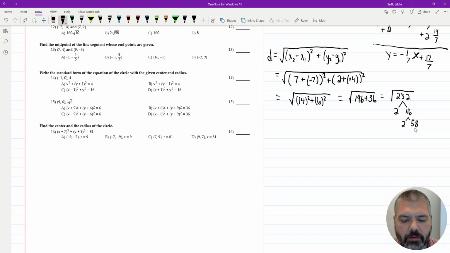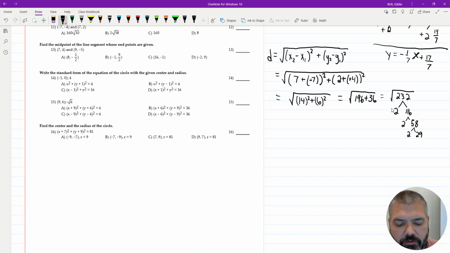Again, that's an even number, so I know I can say 2 times something. So 58 divided by 2, and I get 29. Okay, there's no way that I can break down 29. So this is the prime factorization. 2 times 2 times 2 times 29 will give me 232.